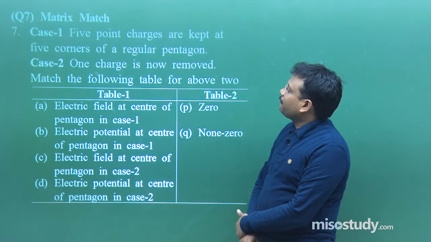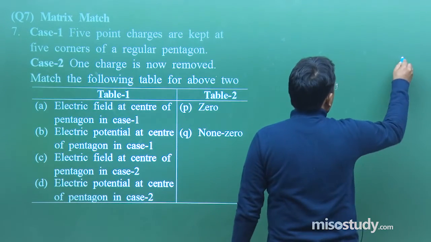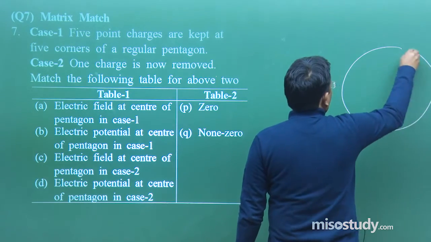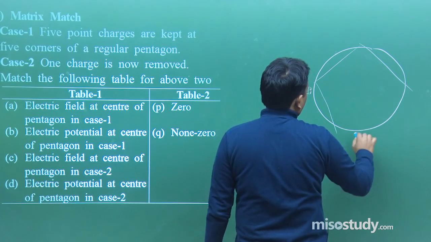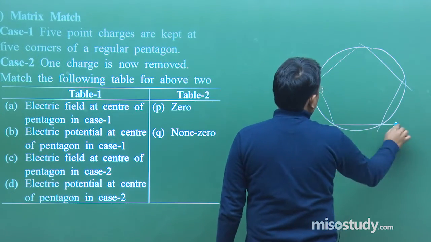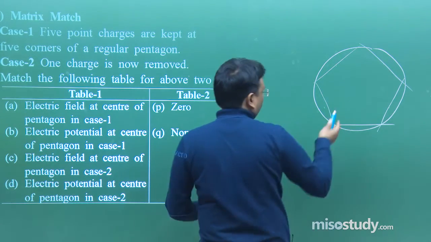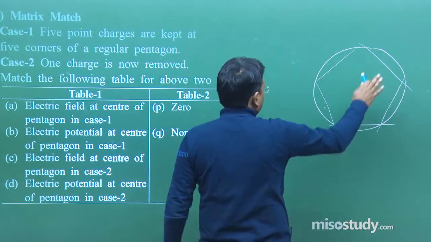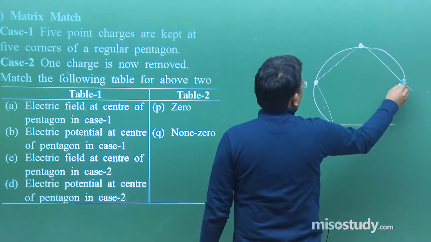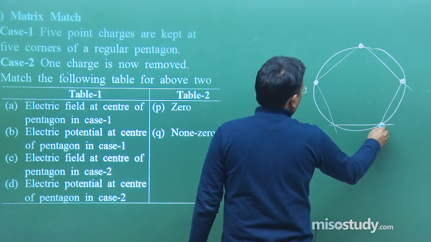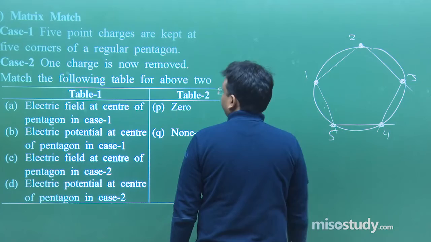5-point charges are kept at 5 corners of a regular pentagon. So, first I think I should draw a regular pentagon. Like this, like this, like this, like this, like this. So, it is 1, 2, 3, 4, 5. This is a regular pentagon, drawn freehand, so I hope up to some extent you will consider it okay. This is just a representative diagram, 1, 2, 3, 4, 5.